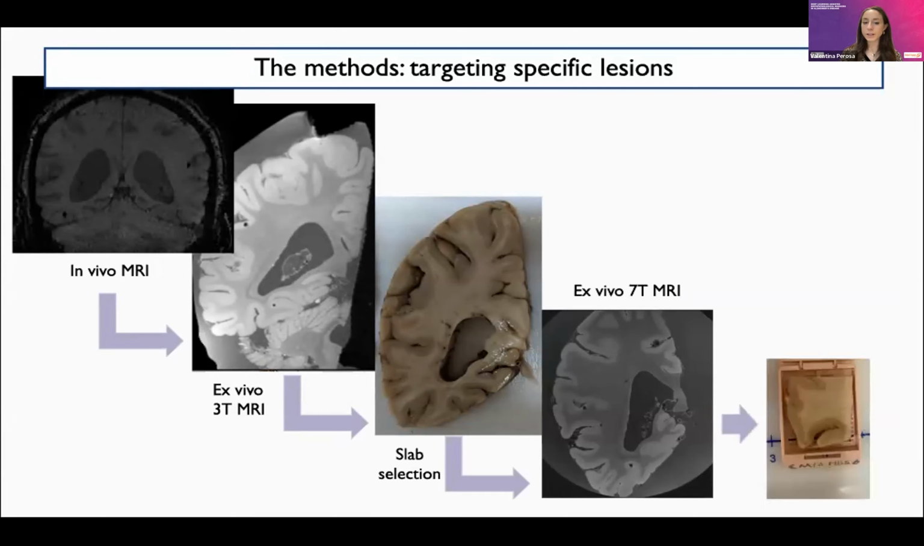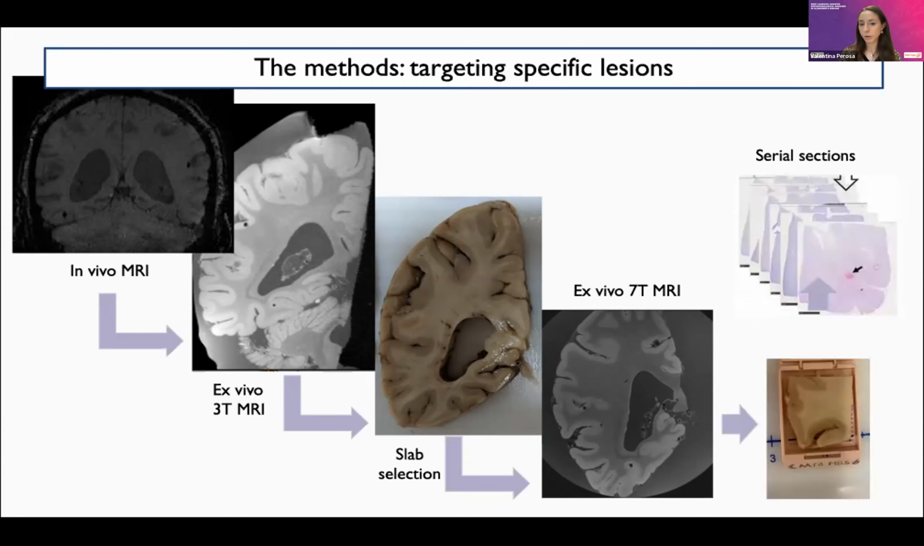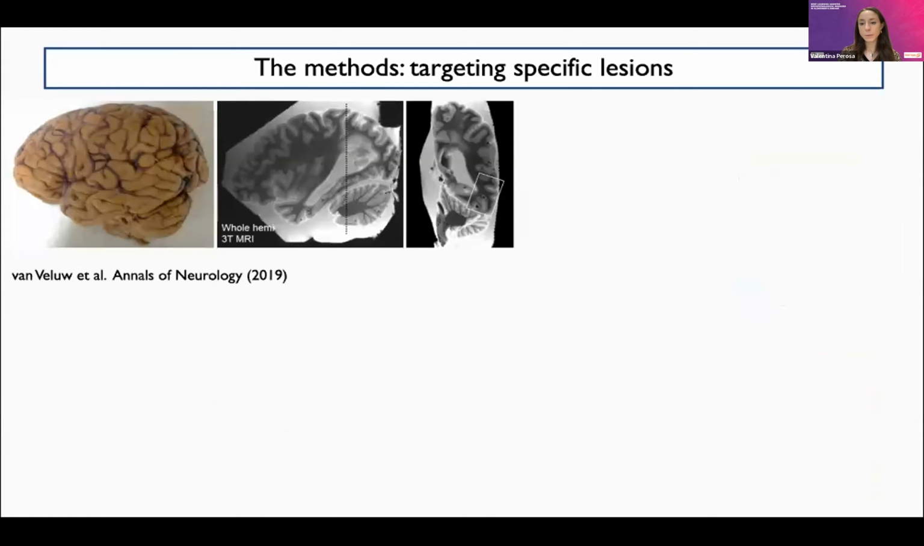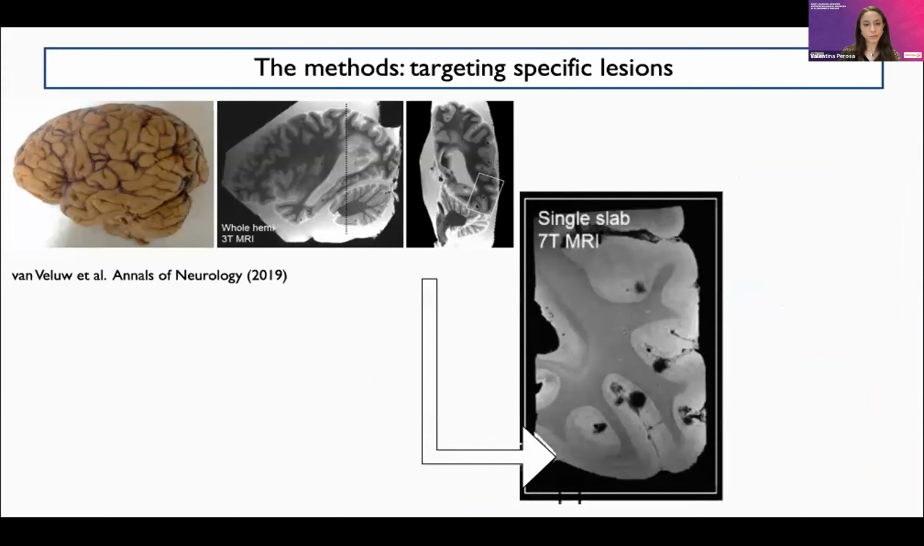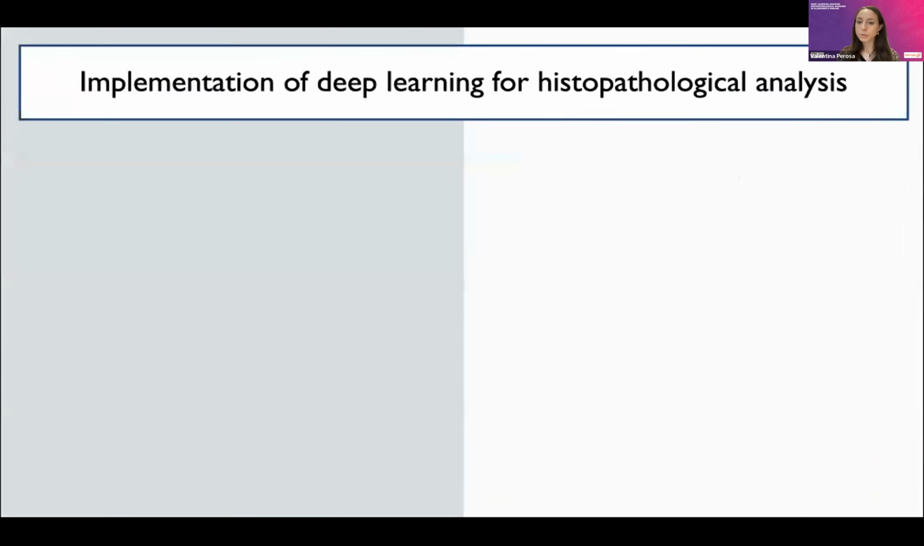We then find the piece of tissue where the lesion is located, embed it in paraffin, and then perform serial sectioning to find, for instance, in this case, the microbleed. So, this one was not supposed to be there.